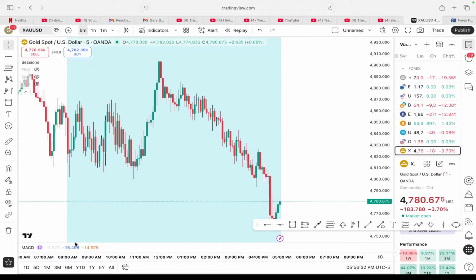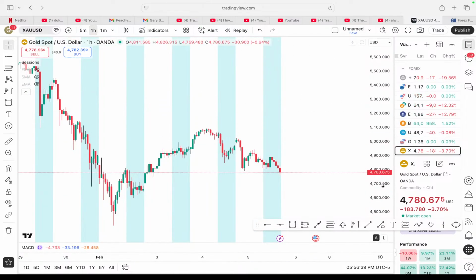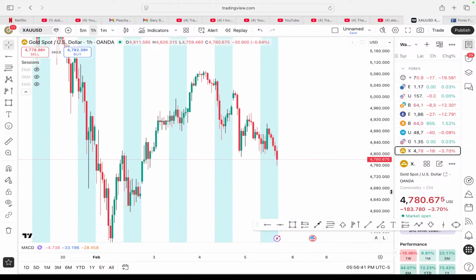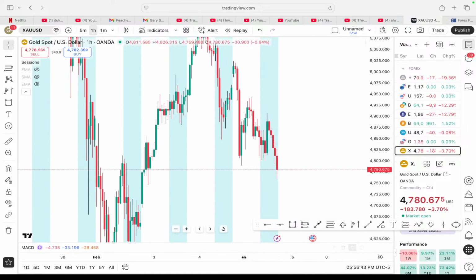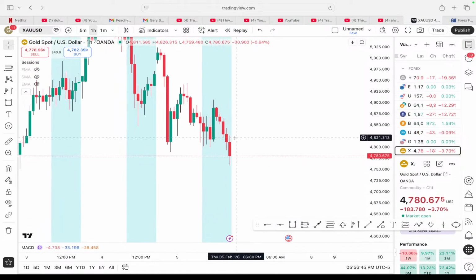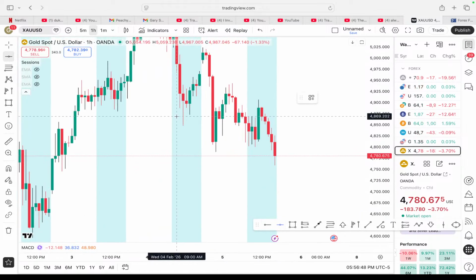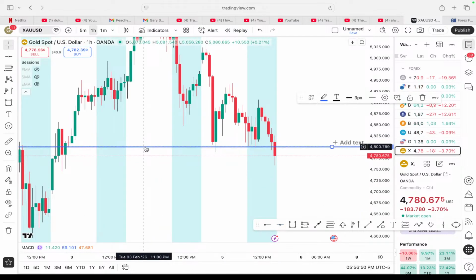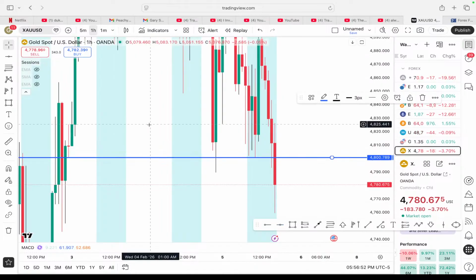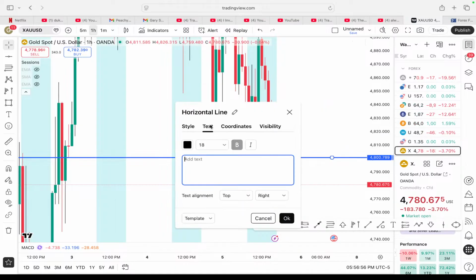The market opens in 4 minutes. I am looking to short gold and NQ today. We just broke through a 1 hour demand zone on gold, which is good because one of two things is going to happen. It's either going to continue down or it's going to pull back and retest this zone.